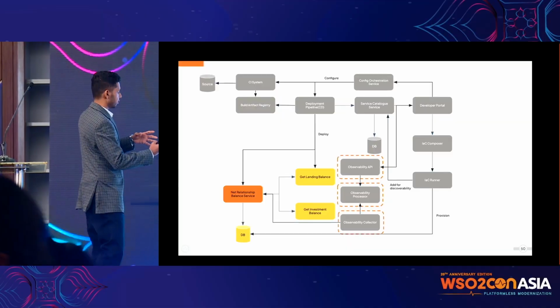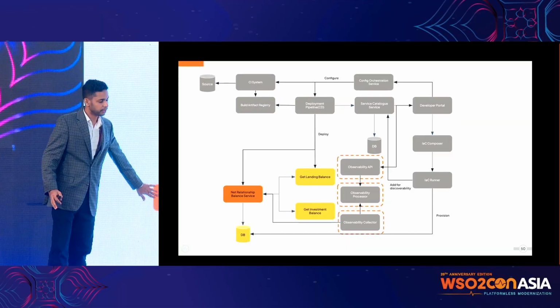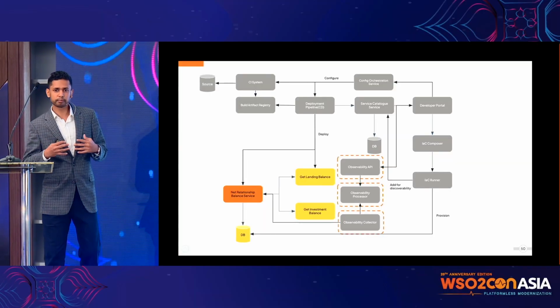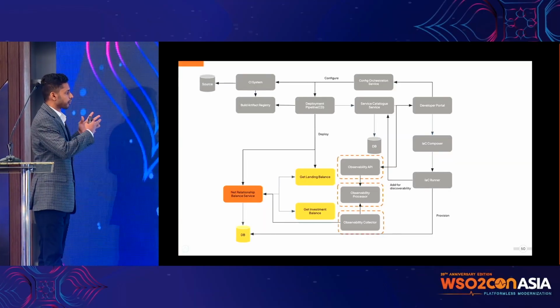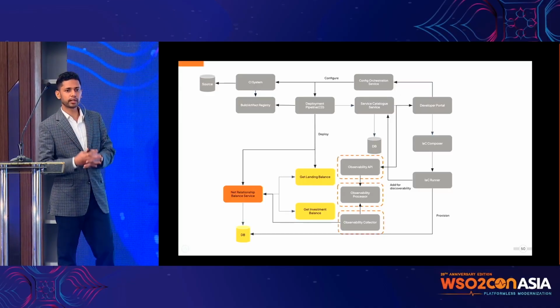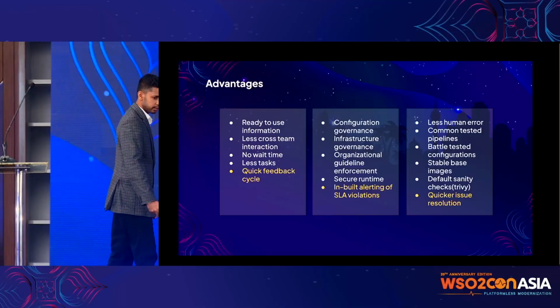While we have done our business requirement here in yellow and orange color, the gray color ones are the supporting systems that we had to have for these self-service developer capabilities. With this, we'll move on to the advantages section.